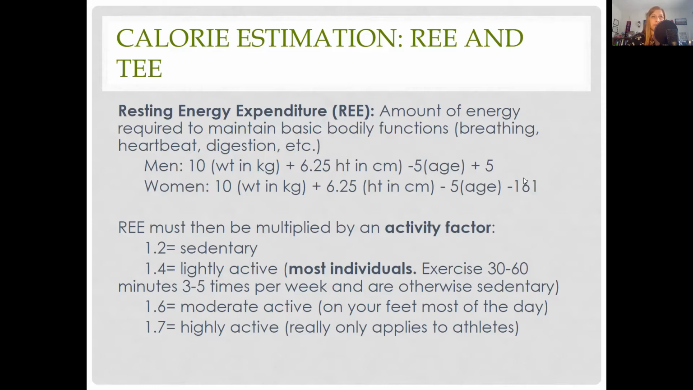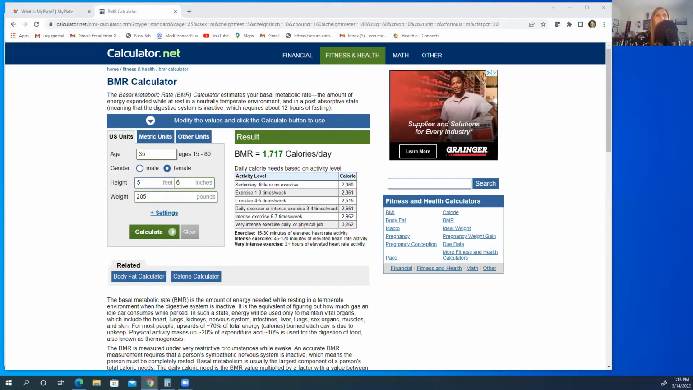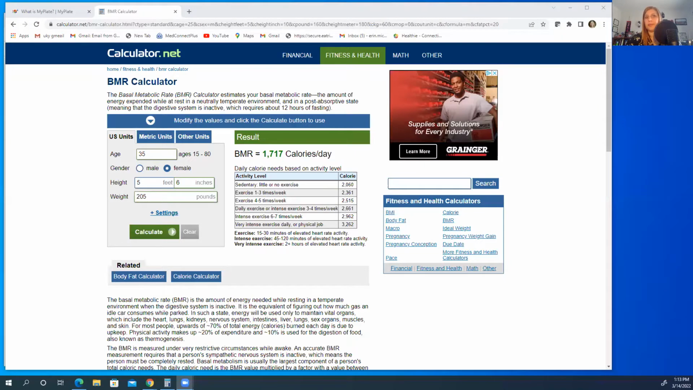There are calculators online, and I will give me just a second, switch over. So this is the one that I tend to use. Oops, share it. Oops, hold on. Sorry, guys, hold on one second. There we go. Okay.